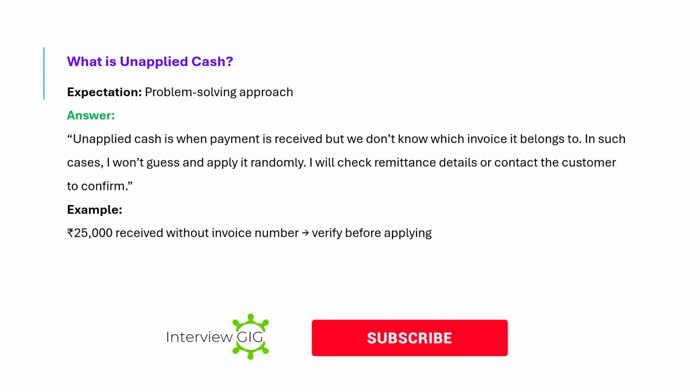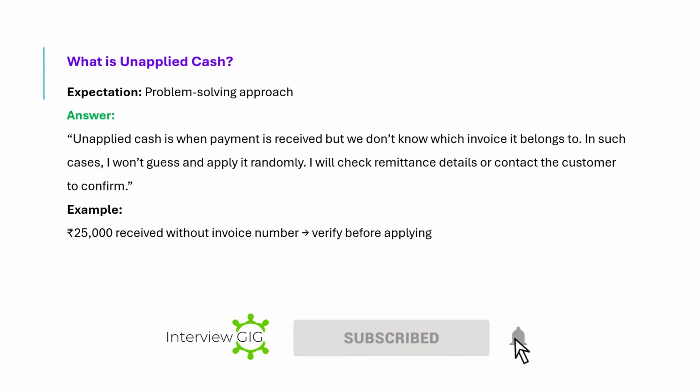What is unapplied cash? Expectation: problem-solving approach. Answer: unapplied cash is when payment is received, but we don't know which invoice it belongs to. In such cases, I won't guess and apply it randomly. I will check remittance details or contact the customer to confirm. Example: 25,000 received without invoice number, verify before applying.